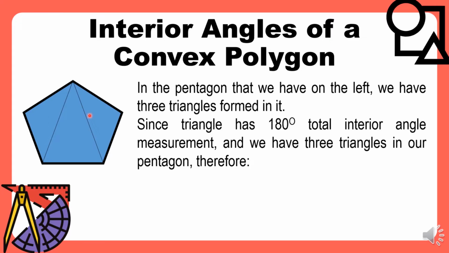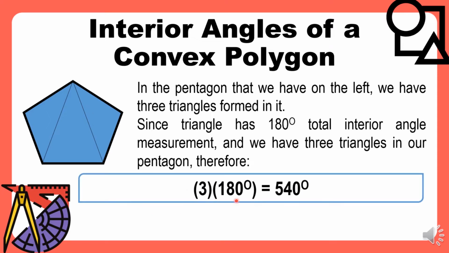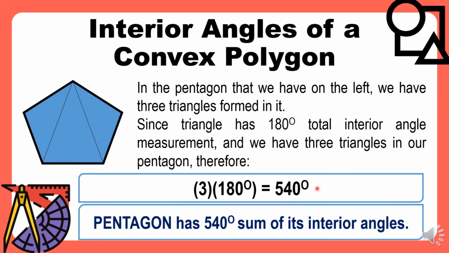Since triangle has 180-degree total interior angle measurement, and we have 3 triangles in our pentagon, therefore, 3 times 180 degrees is equal to 540 degrees. Pentagon has 540 degrees sum of its interior angles. Tandaan na ang convex pentagon ay may 540-degree total measurement ng interior angles. Bakit nga kaya 540 degrees?